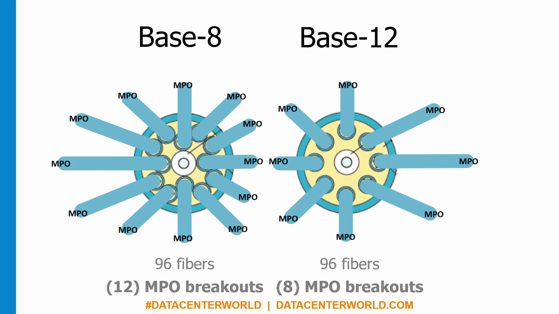And again, looking back at the trunk construction of base 8 versus base 12 fiber backbones, we can see the increase of the MPO connectors that occurs on a base 8 trunk versus on a base 12. In this example, a 96 fiber trunk with base 8 would have 12 MPO connectors, and a 96 fiber base 12 trunk would just have 8 MPO connections.